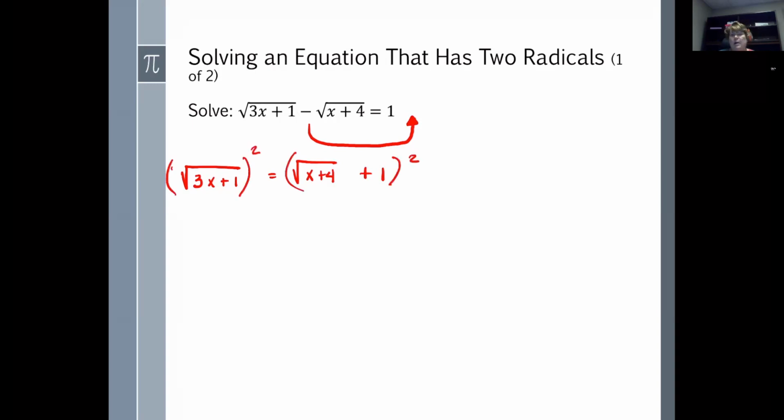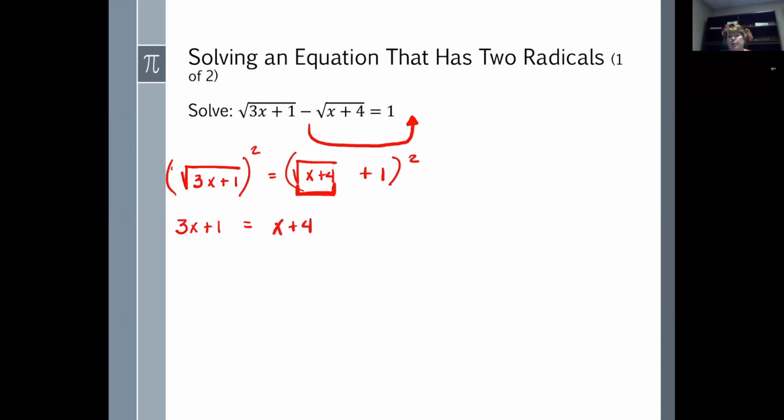On the left-hand side, when I square a square root, I just end up with the radicand. But on the right-hand side, I am going to use my squaring of a binomial formula. A plus b quantity squared is a squared plus 2ab plus b squared. So to do that, I am going to square the first term. But when I square the square root of x plus 4, I just get x plus 4.